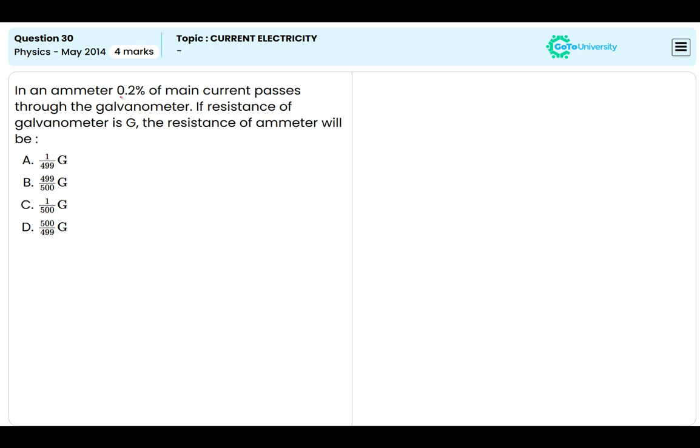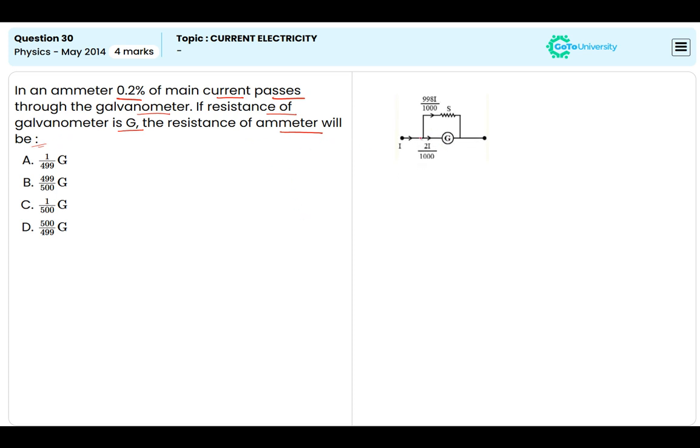In an ammeter, 0.2% of the main current passes through the galvanometer. If the resistance of the galvanometer is G, what will the resistance of the ammeter be? That is what we need to find here. Okay, so we'll see the circuit diagram here.